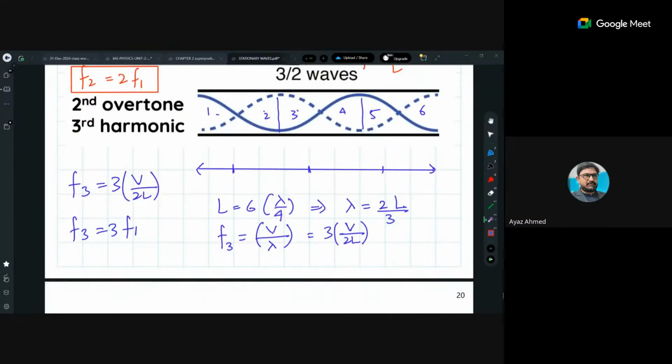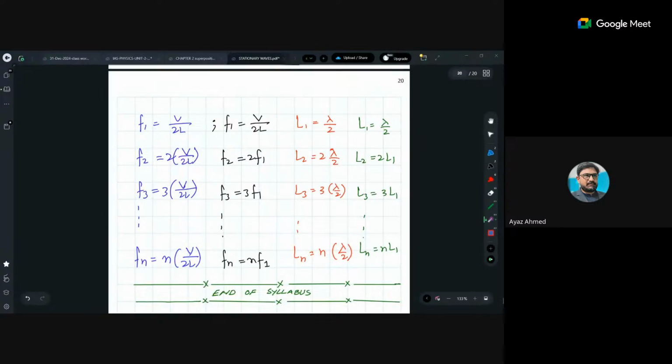So in this setup, when both ends are open, F1 is equal to V by 2L. The required length is half of the lambda, but in one end open and one end closed, you require quarter lambda. So here L2 is 2 times L1, but in that one it was 3 times L1. There L3 was 5 times L1, but here L3 is 3 times L1, and so on.